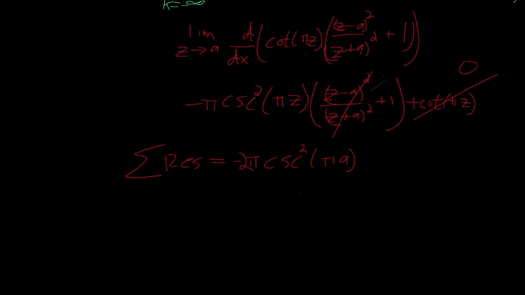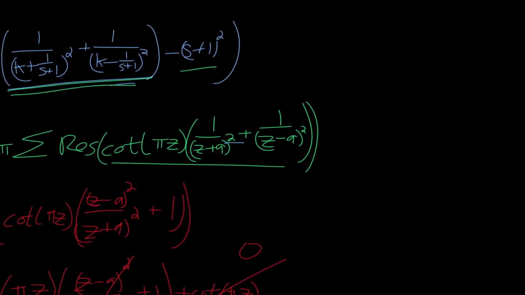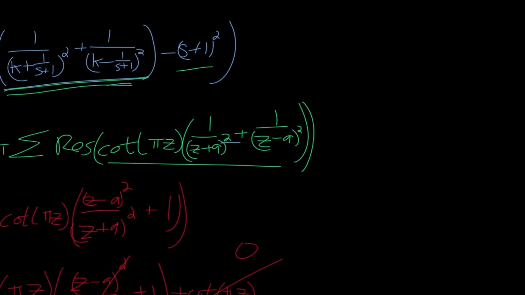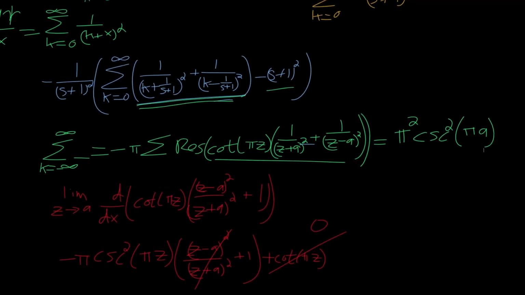So let's plug that into this formula, shall we? We now have that our sum from negative infinity to infinity is equal to, well, the minus signs cancel, and the pi's we can combine into a big pi squared, and then times a cosecant squared of pi and then times a. But remember that this is a sum from k equals negative infinity to infinity. What we want is a sum from 0 to infinity.